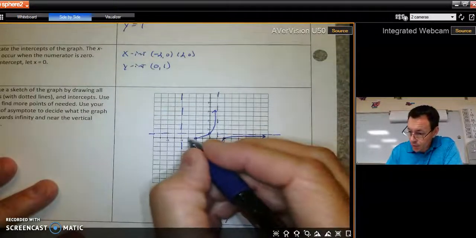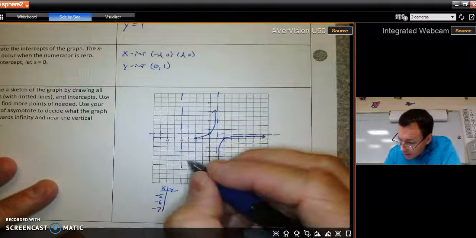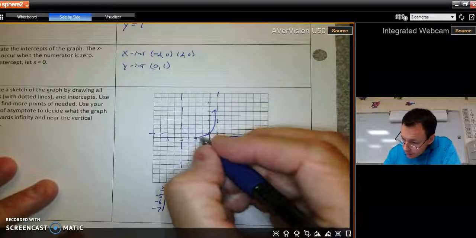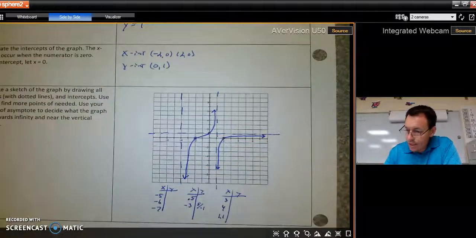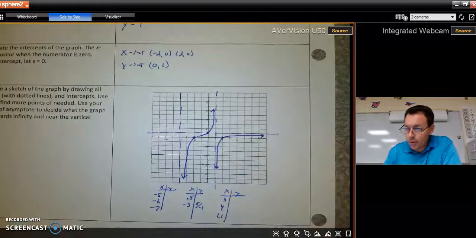So when you get to -3, your graph is going down. Here's -5. So there we go. It curls down and starts to go that way. Okay, so that's what the middle part of the graph does.